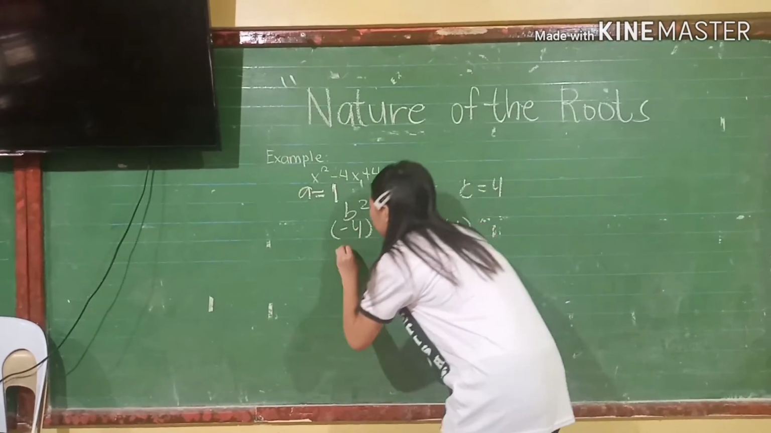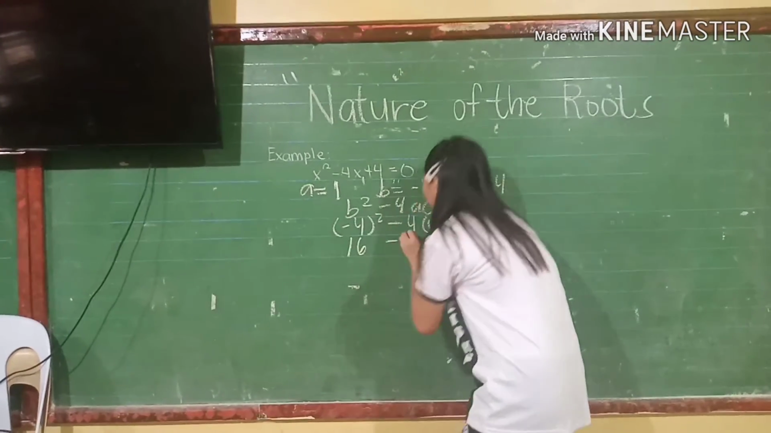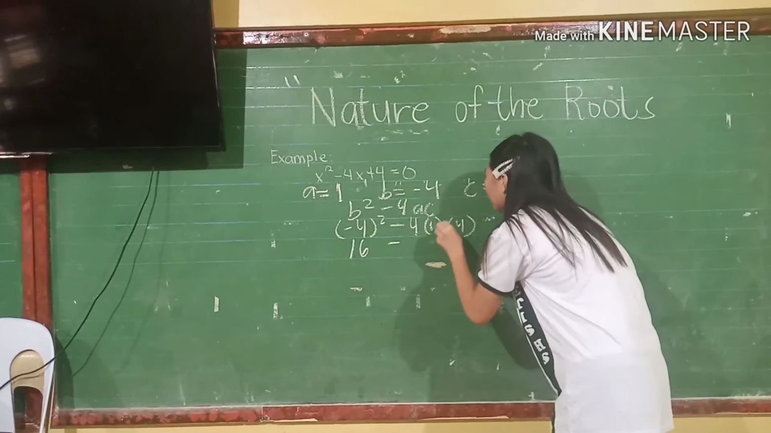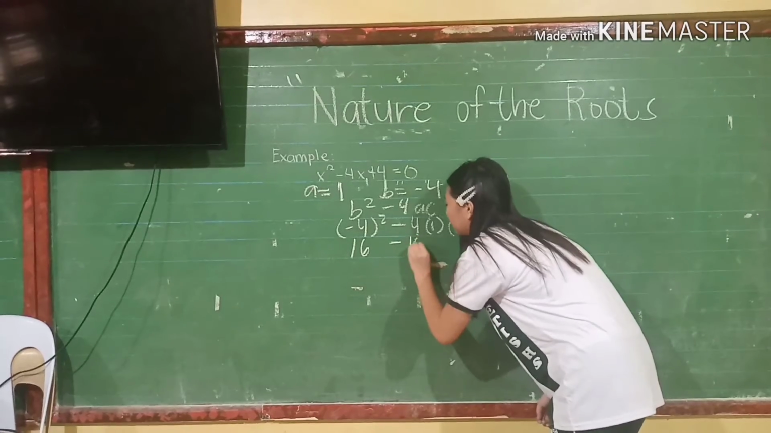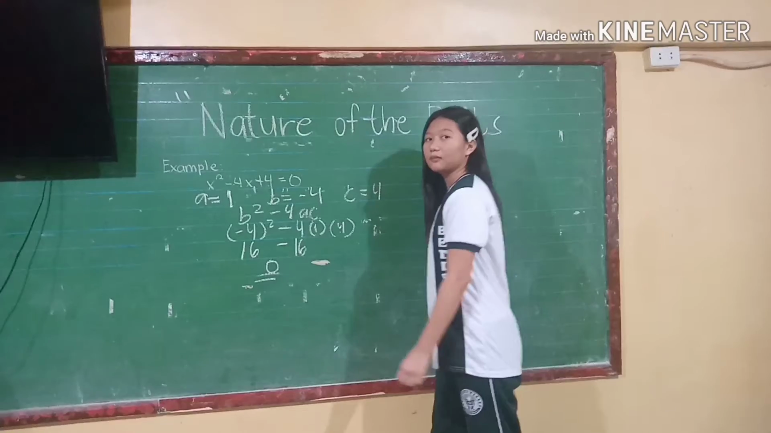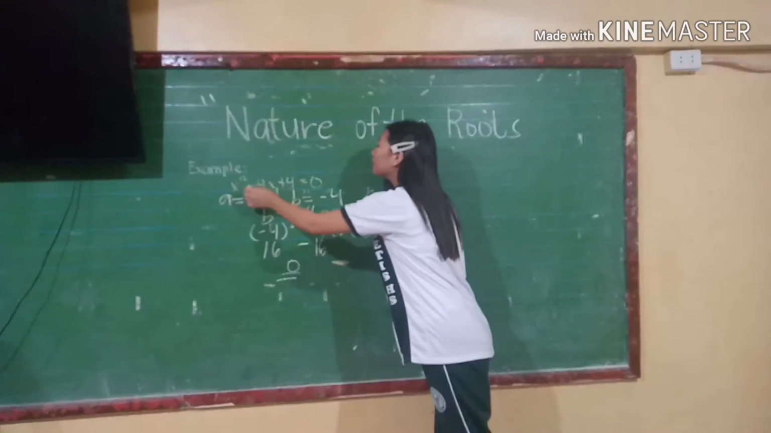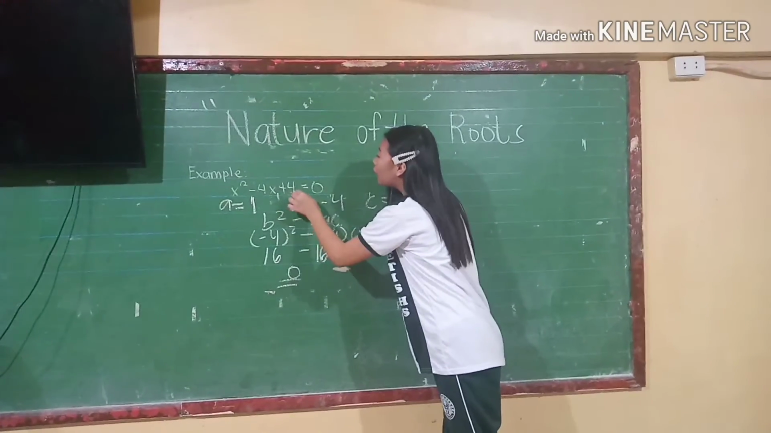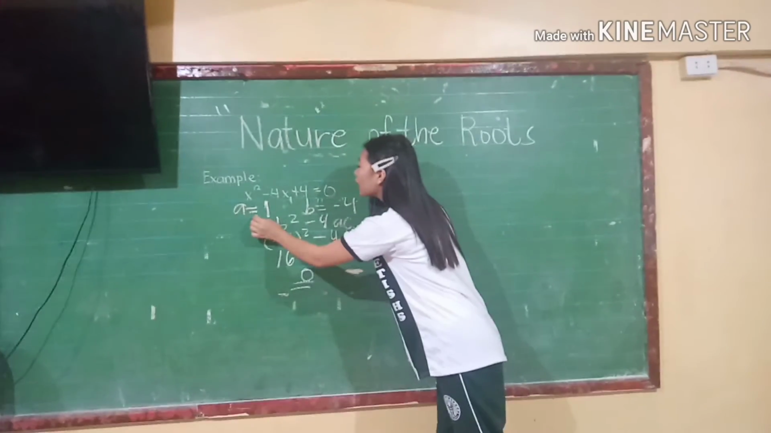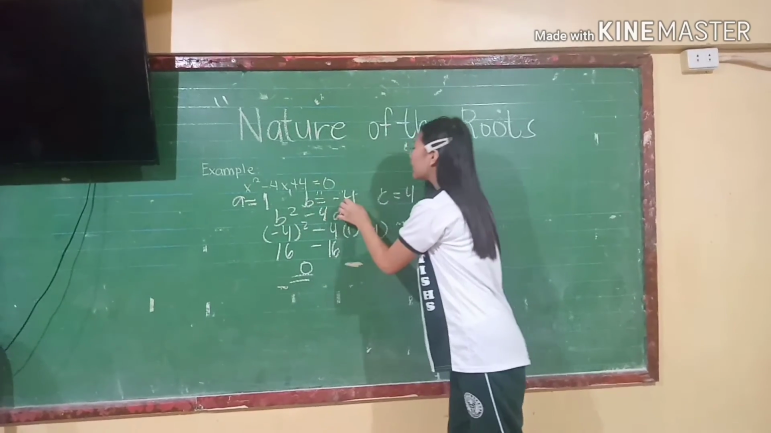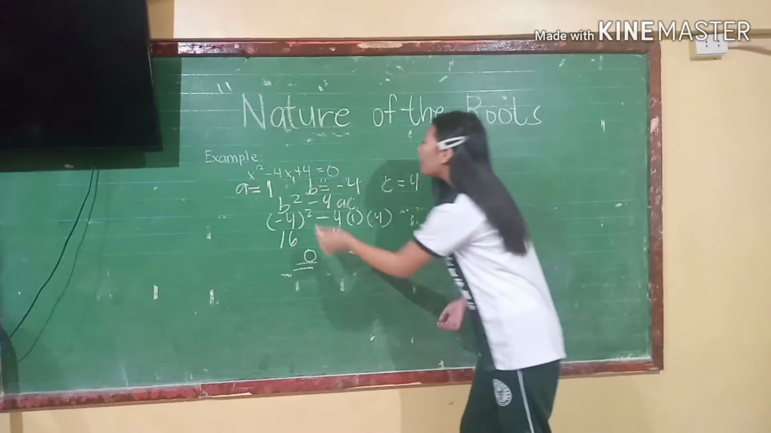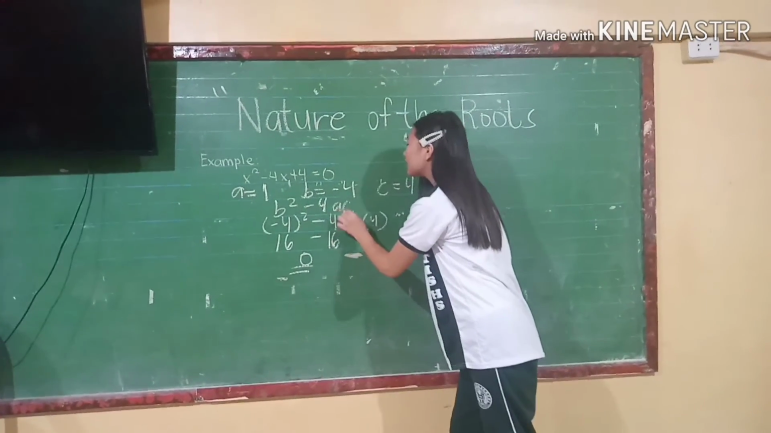Negative 4 squared is 16, minus 4 times 1 is 4, then 4 times 4 equals 16. Then, x squared minus 4x plus 4 equals 0. Determine the values of a, b, and c. a equals 1, b equals negative 4, and c equals 4. Then write the formula, b squared minus 4ac.